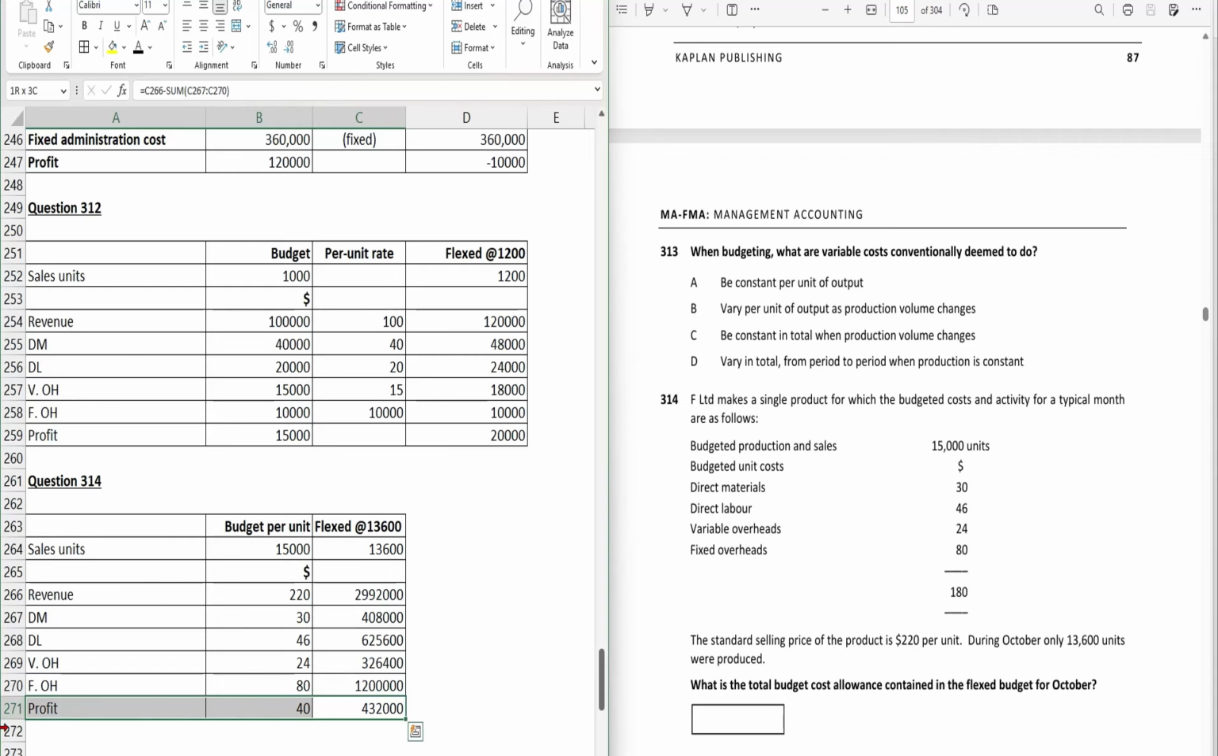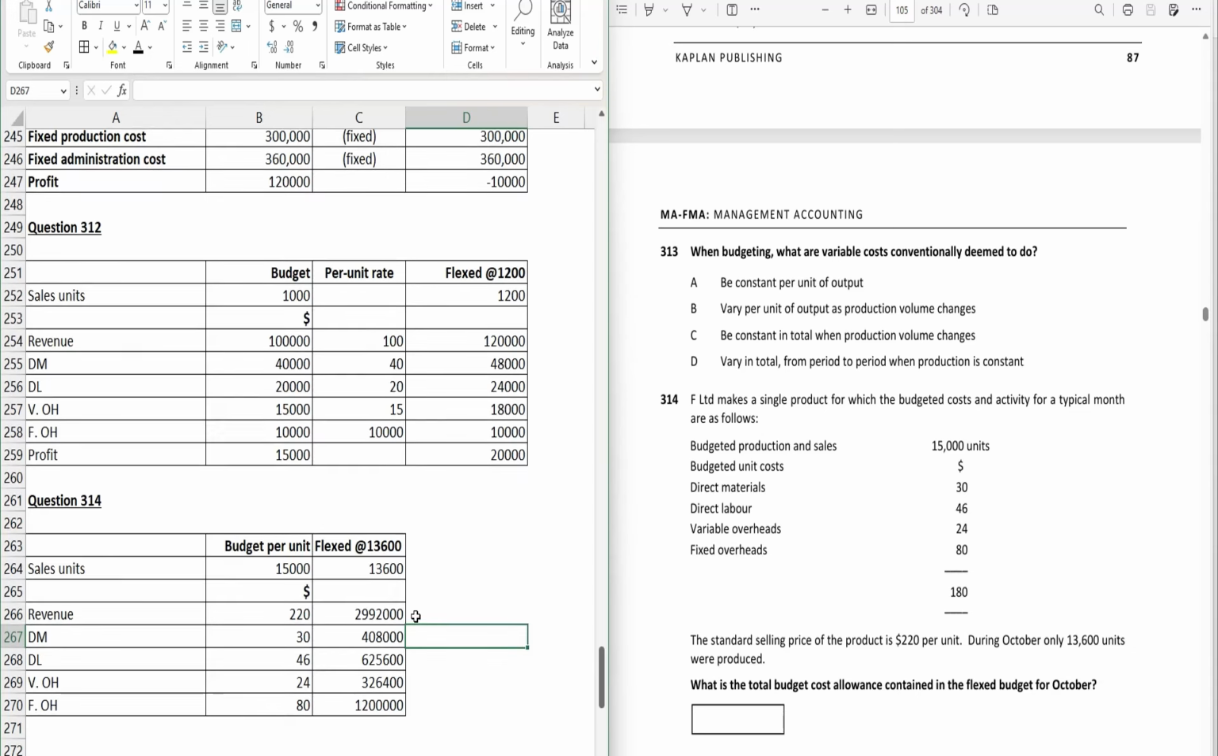The question didn't ask you to calculate the profit, so let me remove this line, otherwise you might get confused. The question is asking only for the revenue figure and the total cost figure, and the total cost is our direct material, labor, variable, and fixed overhead. This is the total budgeted cost allowance in the flex budget for October. The question didn't request any format in which you need to write your answer, so it's very simple. You need to just copy paste this information.